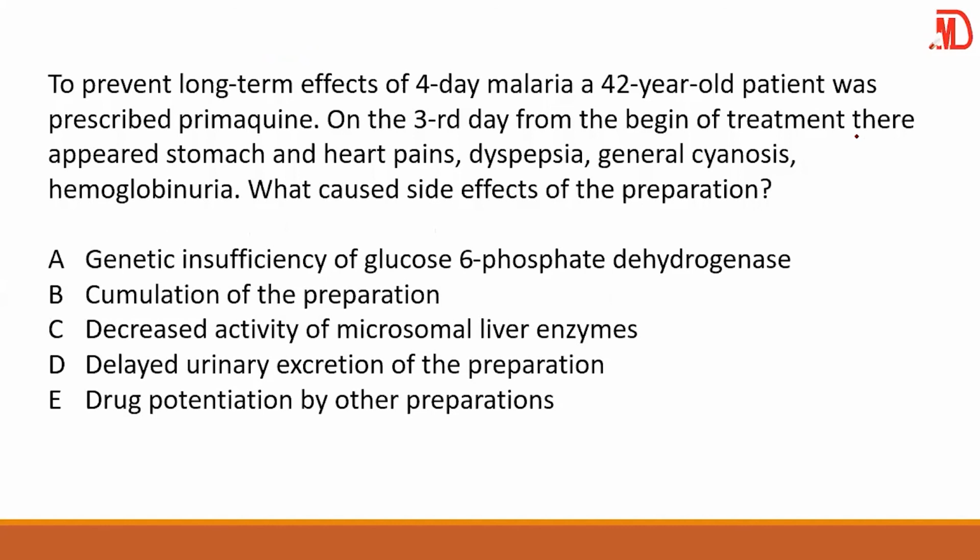To prevent long-term effect of a 4-day malaria, a 42-year-old patient was prescribed Primaquine. On the third day from the beginning of the treatment, there appeared ulcer and heart pains, dyspepsia, general cyanosis, hemoglobinuria. What is the side effect of this preparation? This is actually one of the reasons why we hardly use Primaquine nowadays, because it normally leads to G6PD deficiency, glucose 6-phosphate dehydrogenase. The effect is that there will be genetic insufficiency of the glucose 6-phosphate dehydrogenase. So here you are thinking of A.